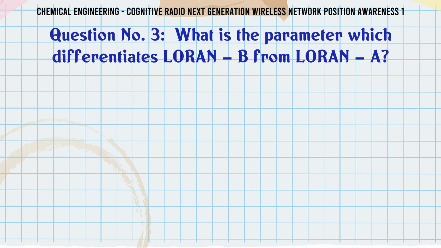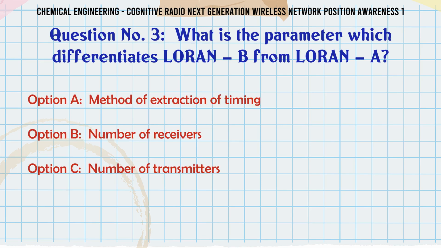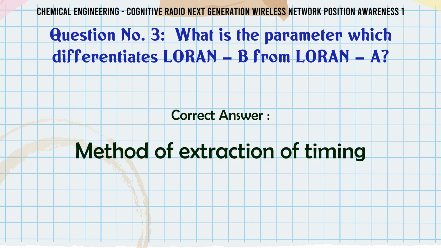What is the parameter which differentiates LORAN B from LORAN A? A. Method of extraction of timing. B. Number of receivers. C. Number of transmitters. D. Determination of station location. The correct answer is method of extraction of timing.